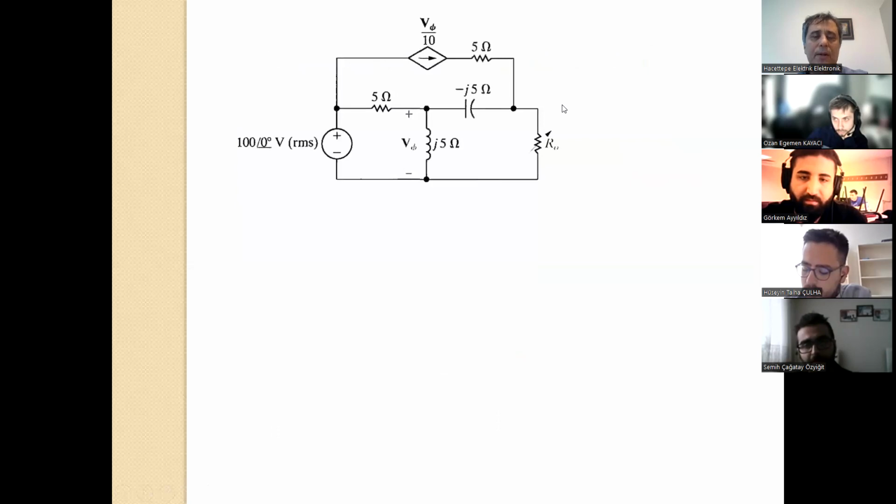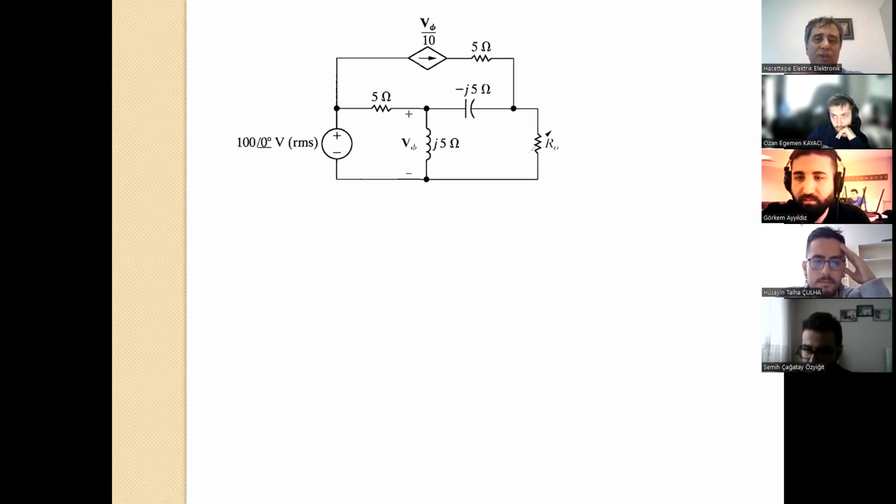Last part of my example. This is the example that I would like to go a little bit fast. I'm just going to show you how you can solve it rather than having the numerical values. However, I'm going to show you the numerical values as well. Look, this is the question. This is kind of an exam question, to be honest.